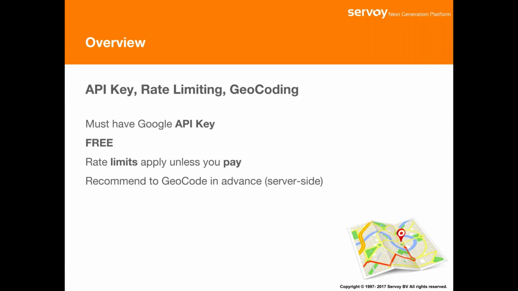Again, about the constraints here, you have to have that API key. It is free, but rate limits apply unless you pay. And one workaround to those rate limits is if you don't really need this stuff geocoded in real time, then you can just geocode it when the record's created, or geocode it in a batch, like on the server.